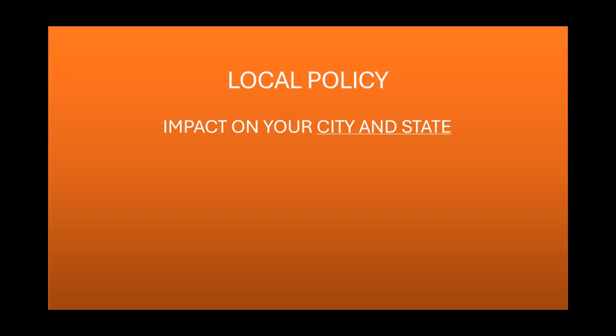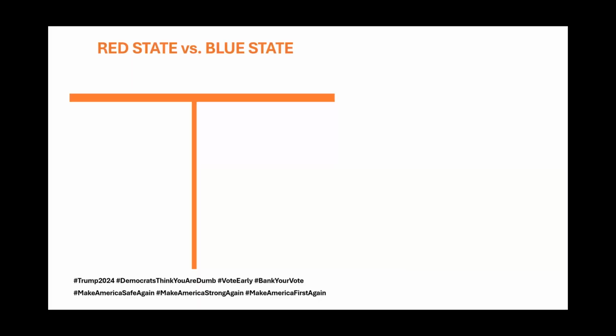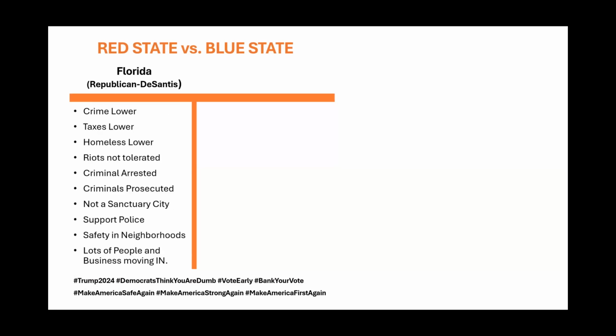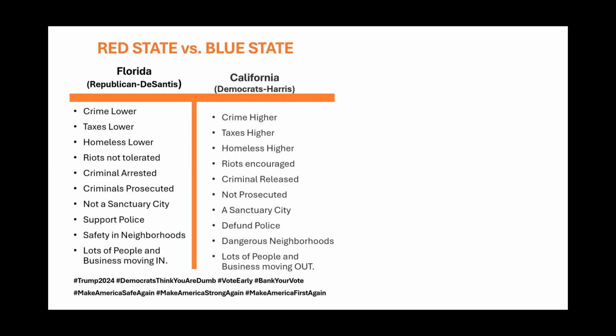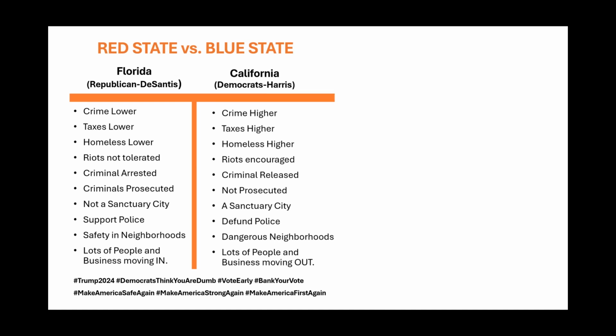Cities and states. This is the local one. How does this impact your local city and state? These are local policies, Republican policies. And we picked one particular state, red state versus blue state: Florida, Republicans, Governor DeSantis; California, the Democrats, Harris. Crime is lower, taxes are lower, not a sanctuary city, criminals are arrested and prosecuted, lots of people and businesses moving in. The Democratic states, Democratic policies: higher taxes, higher crime, riots are encouraged, sanctuary cities, defund the police programs, lots of people and businesses moving out of those states.